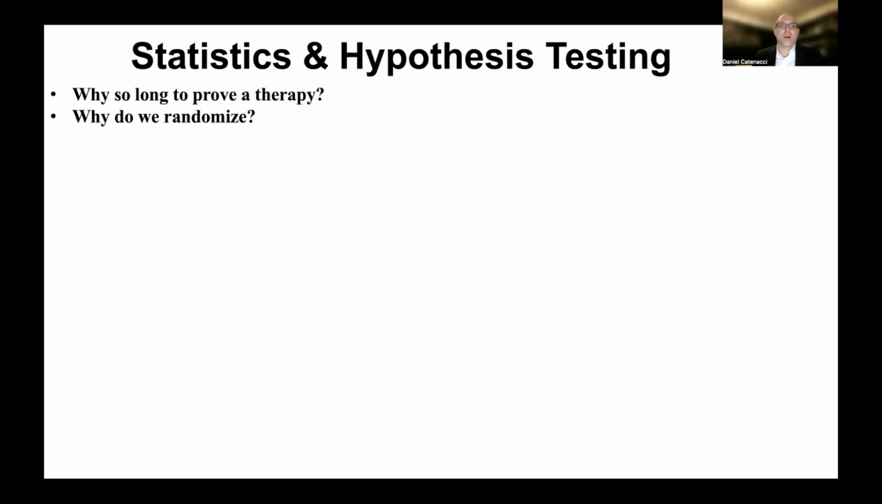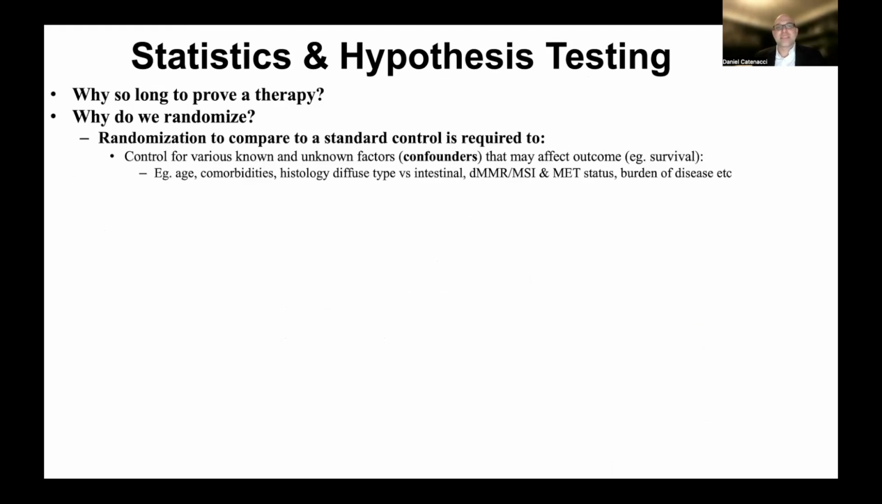So why so long to prove a therapy, and why do we randomize? Randomization to compare to a standard control is required to control for various known and unknown factors that we call confounders that may affect the outcome. For example, survival. We know, for example, patients that are younger will generally have a better survival compared to those who are older, because typically those who are older have other medical problems that may serve as a confounder and provide a worse prognosis compared to those who don't have underlying medical issues.